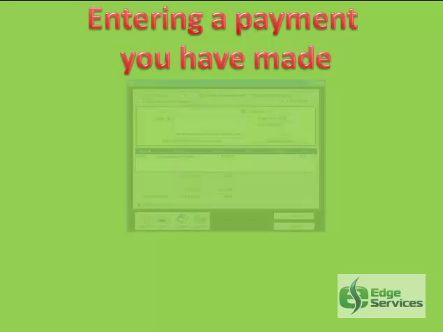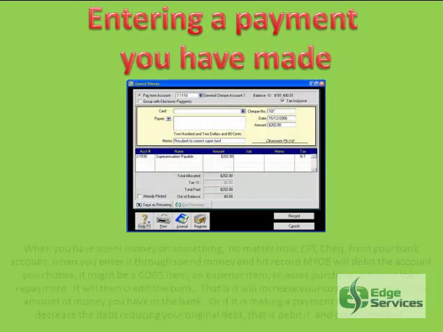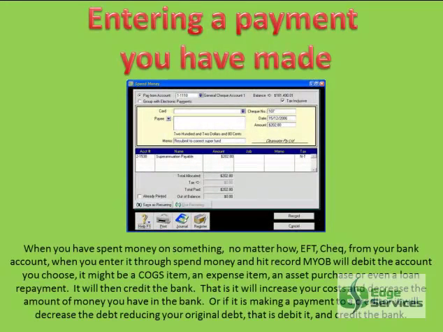Entering a payment you have made using spend money. When you have spent money on something, no matter how, EFT, check from your bank account, when you enter it through spend money and hit record, MYOB will debit the account you choose. It might be a cost of sales item, an expense item, an asset purchase, or even a loan repayment. It will credit the bank. That is, it will increase your costs and decrease the amount of money you have in the bank.